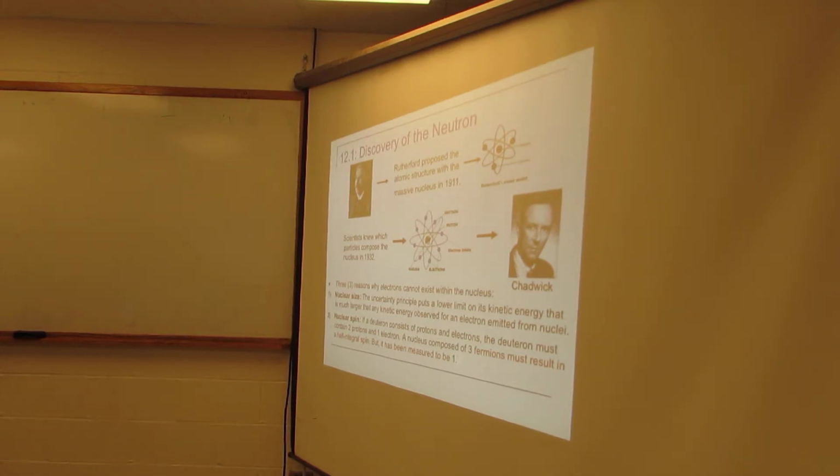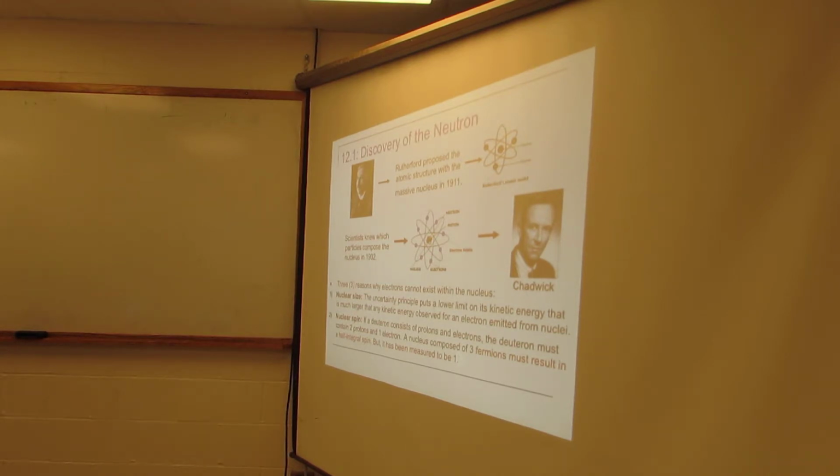The other thing is the nuclear spin. When they were doing some experiments with deuterium, they also saw how the protons and electrons had different variation. With two protons and one electron, three fermions must result in a total spin that is half-integer. But this was not observed in the experiment. The experiment showed that it needs to be one. Then actually this is another reason why it cannot happen.